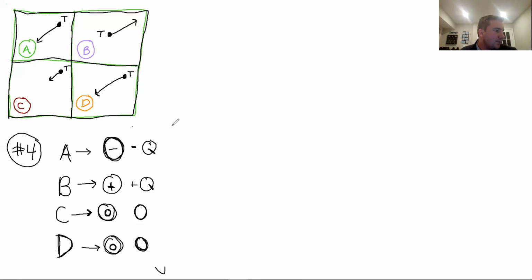All right, so part A, what is the nature, I'm drawing all over the place. What is the nature of the force between A and B? Well, if we look at A and B, A is negative, B is positive, so we should get an attraction. And because they're both charged, it should be a strong attraction.